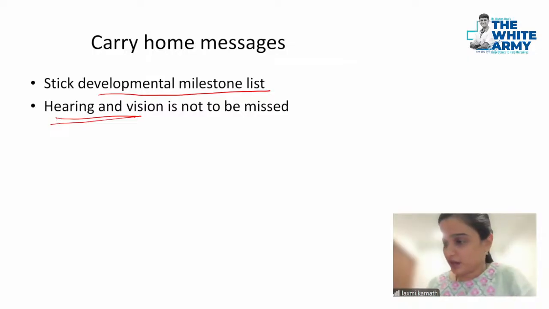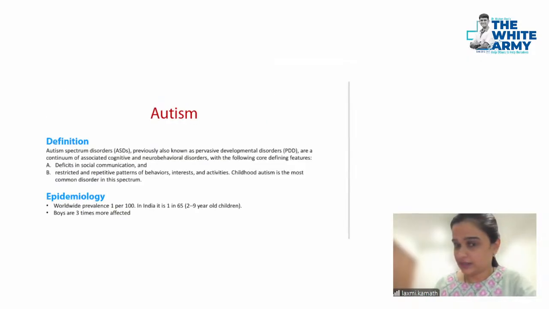Okay, so because today we had only red flag signs, I've also included autism today. Any doubts, guys? Okay. So we'll just run through autism also today, because autism is one of the commonly asked questions, especially in vivas, and it is not always a clear-cut case.